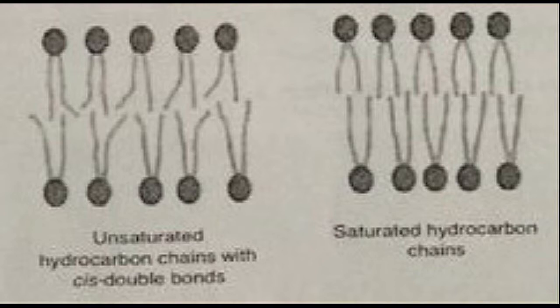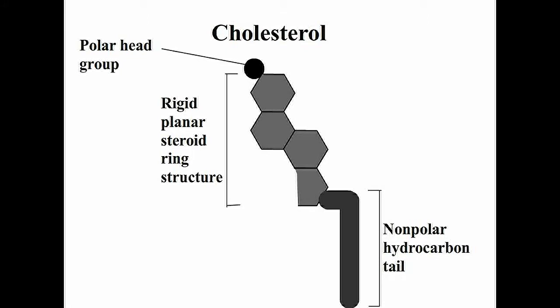The degree of saturation of hydrocarbon chains also affects membrane fluidity. Unsaturated fatty acid chains with cis carbon-carbon double bonds have kinks. These kinks hinder the hydrocarbon chains from packing closely together, thus increasing membrane fluidity. Saturated fatty acid chains are long and straight hydrocarbon chains. This facilitates close packing and thus decreases membrane fluidity.